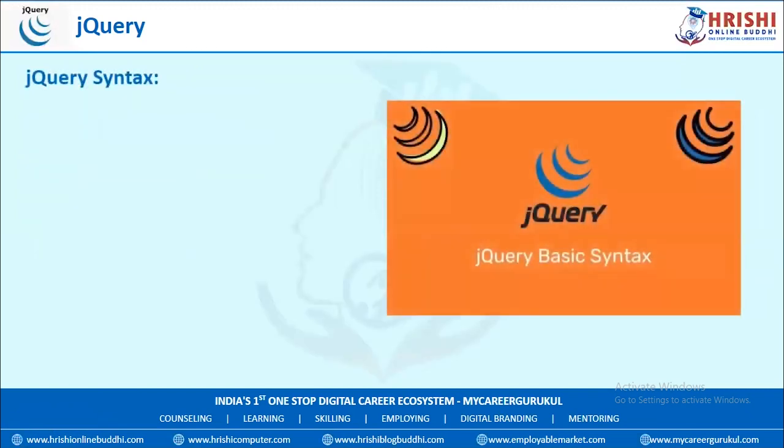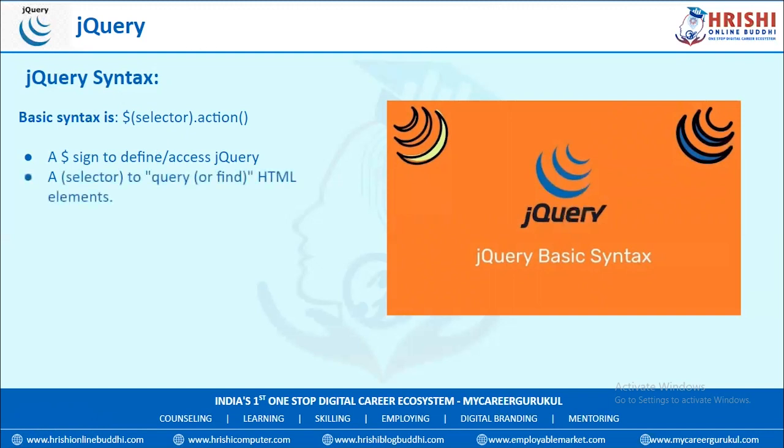Our next topic is jQuery syntax. Now, basic syntax is $, selector, dot action. The $ sign is to define or access jQuery. It means that now we are going to access, or now I am defining this particular value. So $ is for selecting or giving access to your particular element. A selector is used to query or find an HTML element.